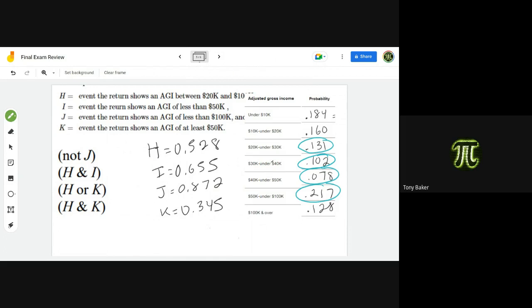K is at least 50K. So that's this one and this one. And since it says or, I'm including anything that's circled, not the overlap. So or is anything that's circled. So I'm going to add up all those that I've circled, or just subtract off the first two. And we get 0.656.